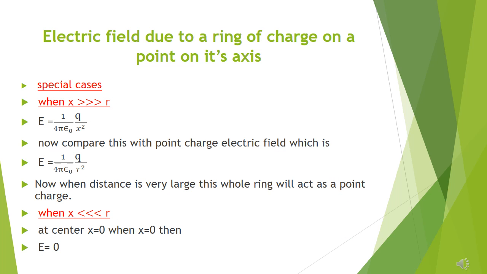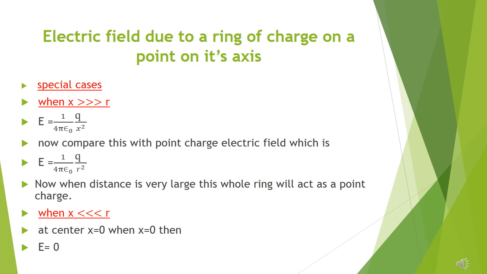Now we will consider special cases of this ring of charge. Case number one is when the distance is much greater than the radius of the ring. Then we can neglect the value of r from the equation and the equation becomes E equals 1 upon 4 pi epsilon naught q over x square. So we have seen that when the distance is very large, this whole ring will act as a point charge.